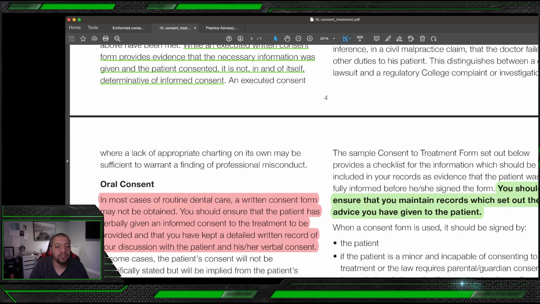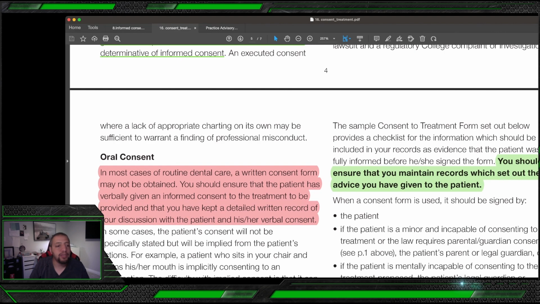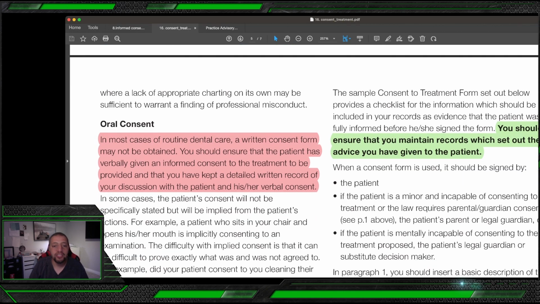Oral consent. In most cases of routine dental care, a written consent form may not be obtained. You should ensure that the patient has verbally given informed consent to the treatment to be provided and that you have kept a detailed written record of your discussion with the patient of his or her verbal consent.